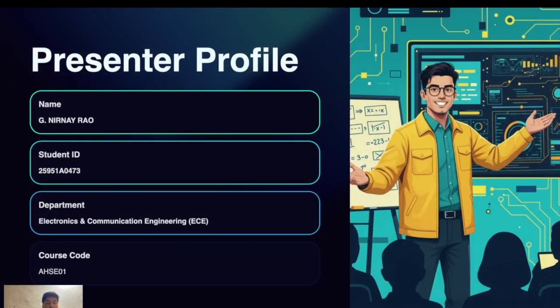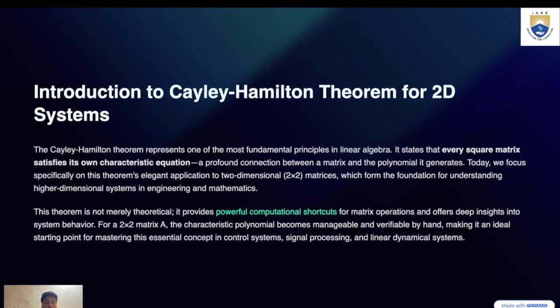Today I will present the Cayley-Hamilton theorem, a concept in linear algebra particularly for two-dimensional systems. Linear algebra is the backbone of many fields including engineering, physics, and computer science. It helps us understand systems of linear equations, transformations and how data behaves in multi-dimensional spaces.